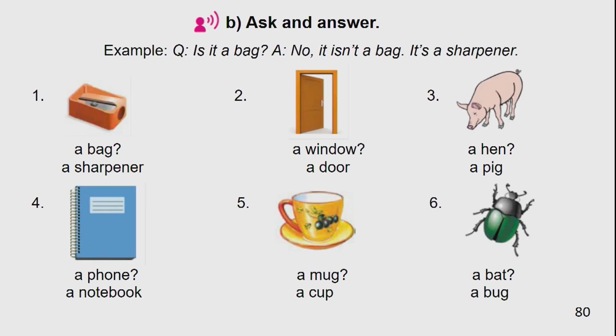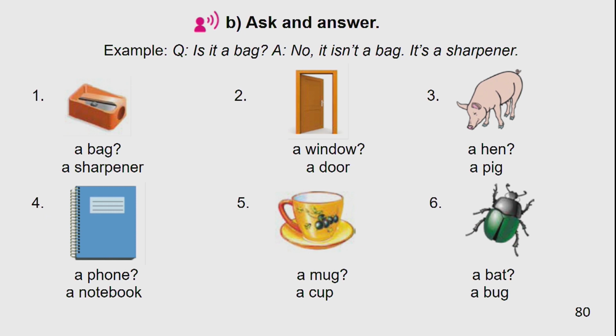Now look at part B. Ask and answer questions. For example, number 1. Is it a bag? No, it isn't a bag. It's a sharpener. Can you work with your partners? Ask each other and give full answers one by one.